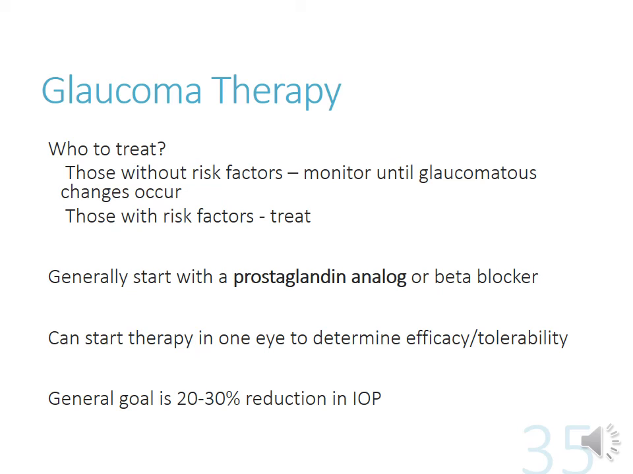Again, you can potentially start therapy in just one eye by itself to determine efficacy. So you can actually do a pre and post at the same time by giving the drug in one eye, looking at the change in intraocular pressure, and comparing the two at the same time. Generally, the goal is to decrease the intraocular pressure by around 20 to 30% in order to get that controlled and help decrease some of those changes from occurring to the optic nerve over time.